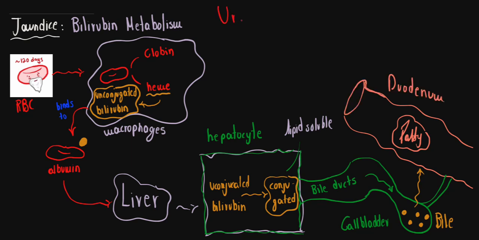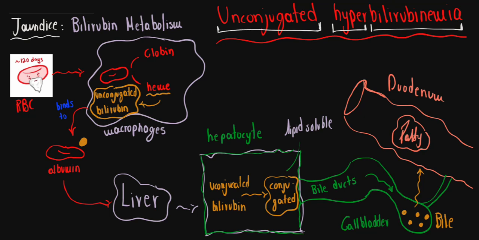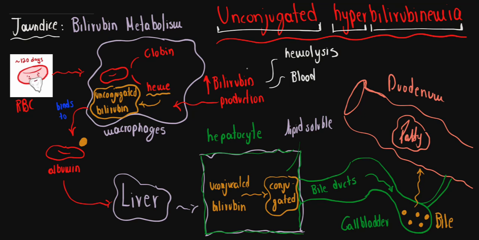Now, unconjugated hyperbilirubinemia is, as the word suggests, hyper, so too much bilirubin in the blood that is unconjugated. So this means that either we have a problem right here where we have increased bilirubin production, with many red blood cells dying, for example by hemolysis or multiple blood transfusions. So, by increased bilirubin production, we have more bilirubin circulating in the blood, and this way we have jaundice.